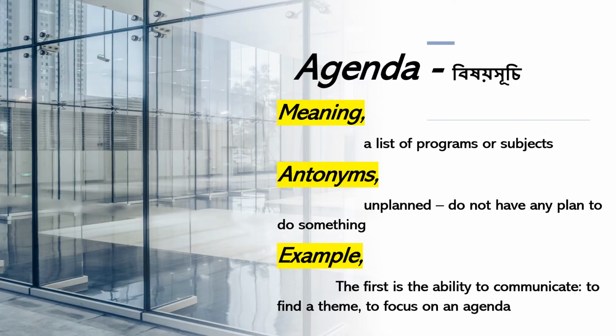Agenda. It means a list of programs or subjects. Its opposite word is unplanned or disorganized. It means do not have any plan to do something. For example, the first is the ability to communicate, to find a theme, to focus on an agenda.